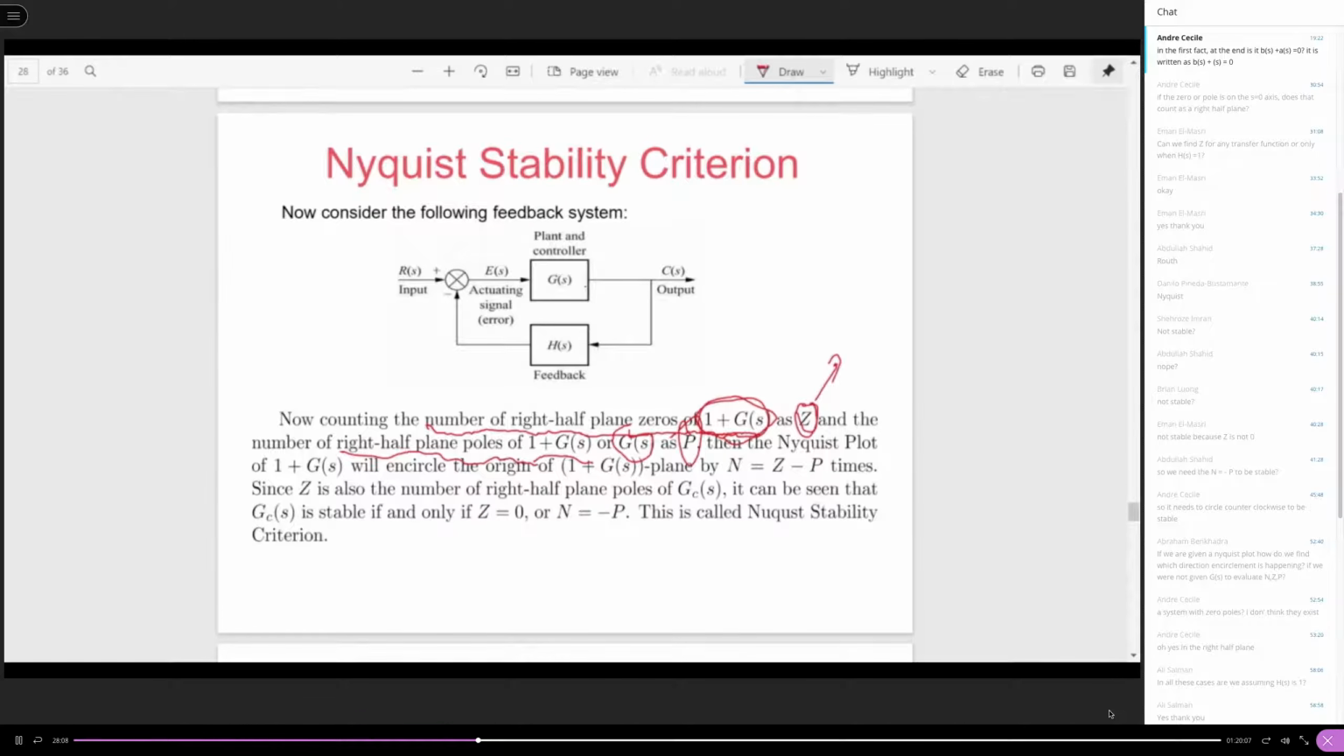And then I'm going to predict what happens to the Nyquist plot of 1 plus G(s) as we encircle the origin of the 1 plus G(s) plane. You see, right now I'm evaluating the 1 plus G(s) transfer function, so I have to evaluate it on the 1 plus G(s) plane, just like when you evaluate G(s), you count the encirclements around the origin on the G(s) plane.